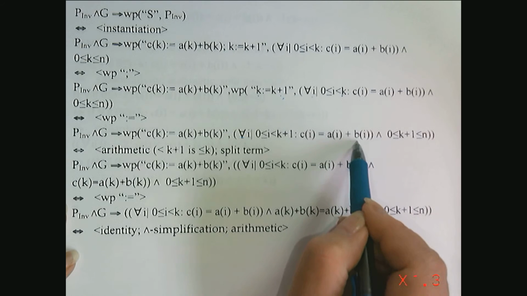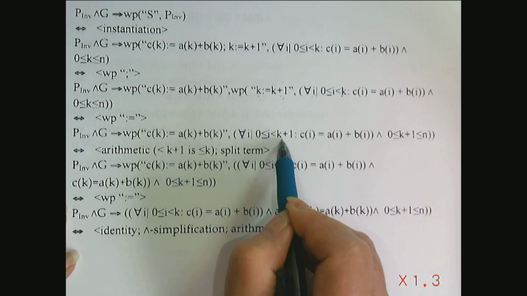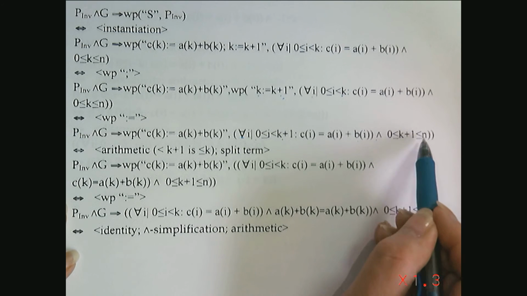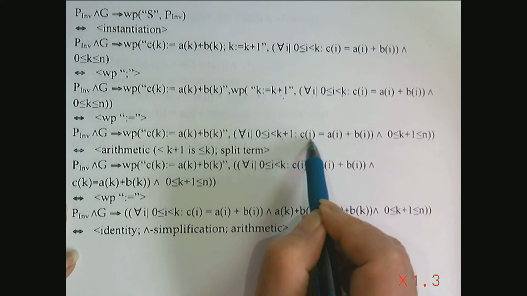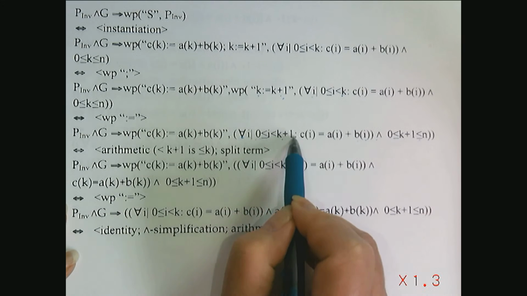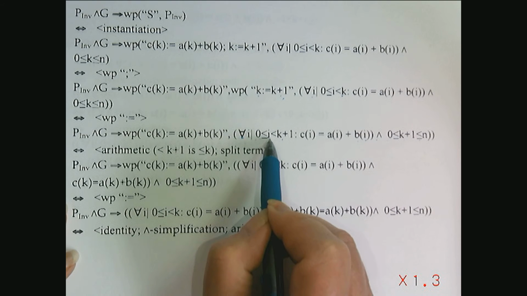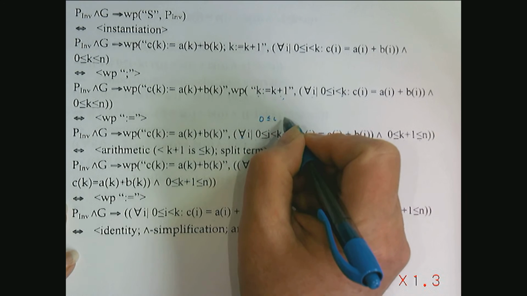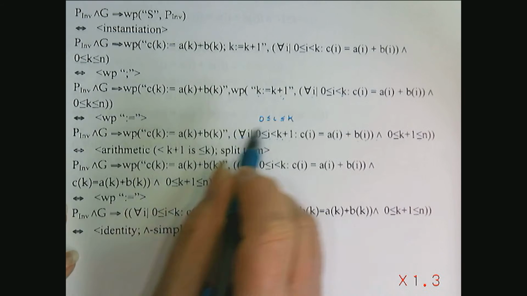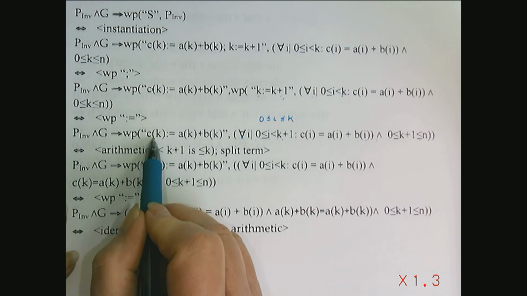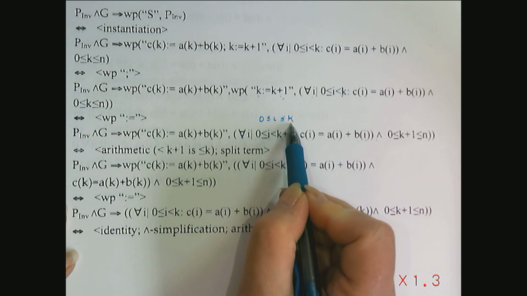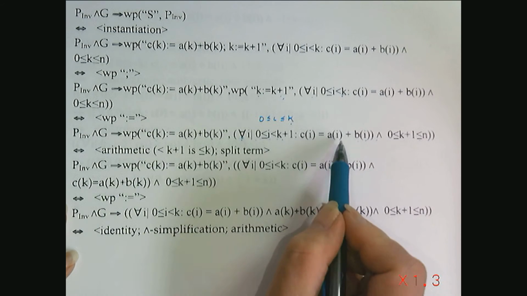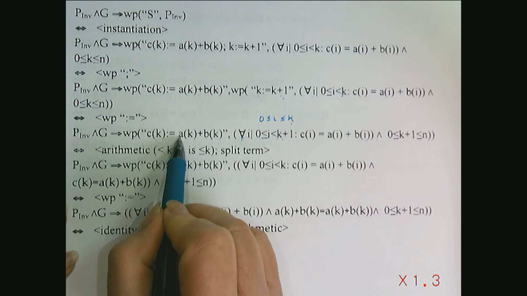a quantification where i ranges from 0 to k plus 1, and an interval where 0 is less than or equal to k plus 1 is less than or equal to n. If we look at this quantification a little more, we will notice that the range is 0 is less than or equal to i is less than k plus 1, which we could write as 0 is less than or equal to i is less than or equal to k. And since I want to do an update on c[k], what I'd like to do is use splitting the range of the quantifier here before I look at the weakest precondition.